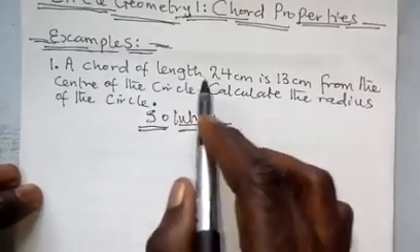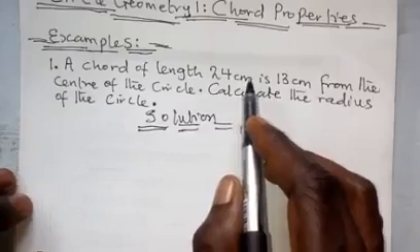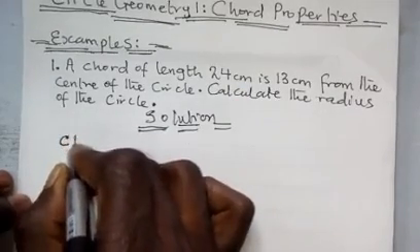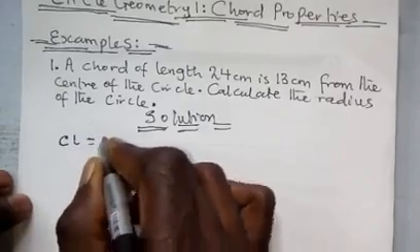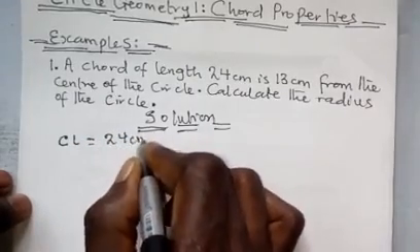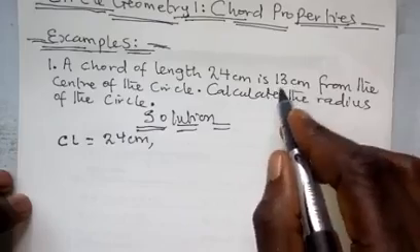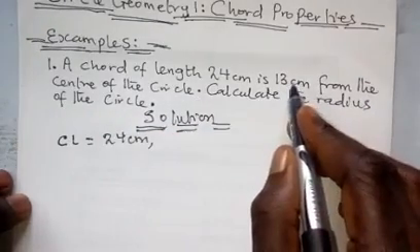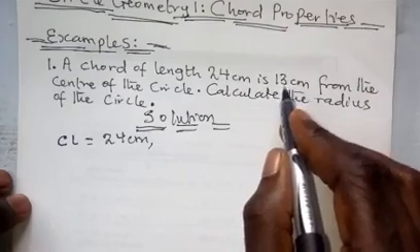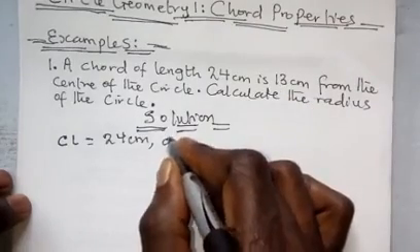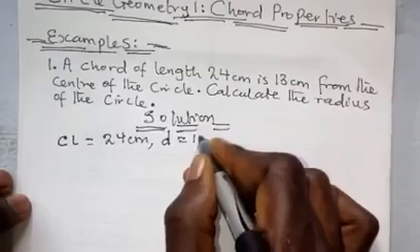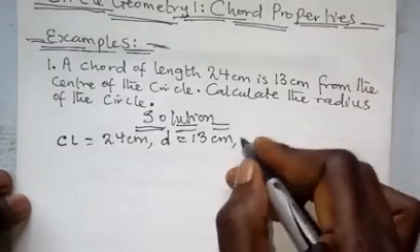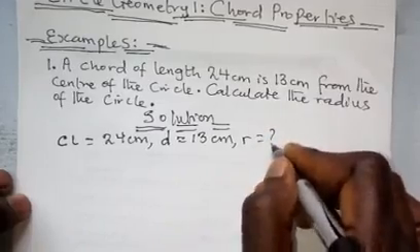It says a chord of length 24 centimeter. So that means our chord length, I will be using CL to represent chord length, is what? 24 centimeters. Now, is 13 centimeter from the center of the circle. Now, this 13 centimeter is the distance of the chord from the center of the circle. So we call that chord distance, which is D, and we put here as 13 centimeter. Then we are required to look for the what? The radius of the circle. So we say arrow, and then we'll put our question mark.